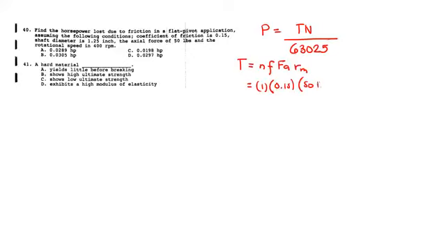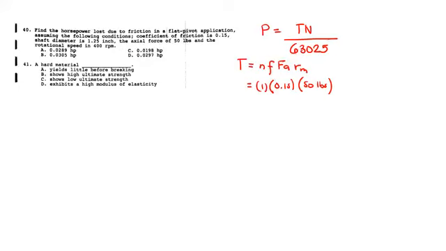The next, 40. Hinahanap dito sa 40, yung horsepower loss due to friction. Syempre, power, makukuha natin using Tn over 63025. Then si torque, pwede natin makuha using clutch formula. Ilan yung N natin? 1. Then yung friction, 0.15. Yung axial force, 50 pounds. Then yung mean radius, 1.25.